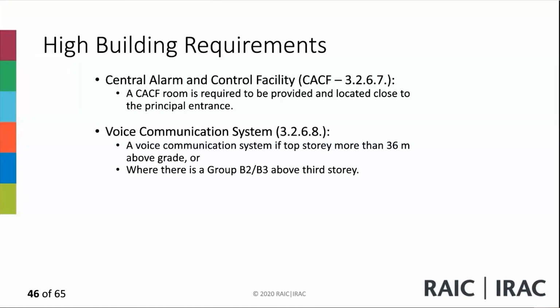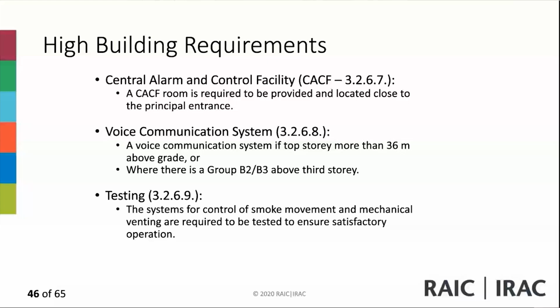A voice communication system is required if the top story is more than 36 meters above grade, or where there is a group B2 and a B3 above the third story. So a voice communication system is not always required for high buildings. And also it's required for B2 and B3 occupancy if they are located above the third story.